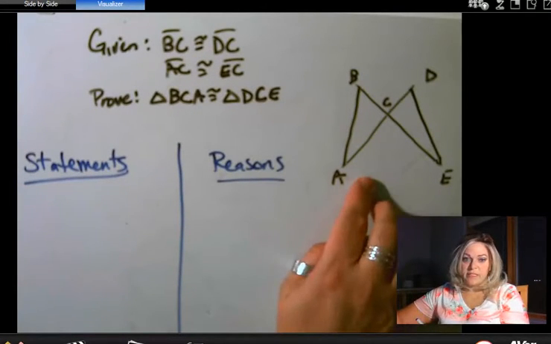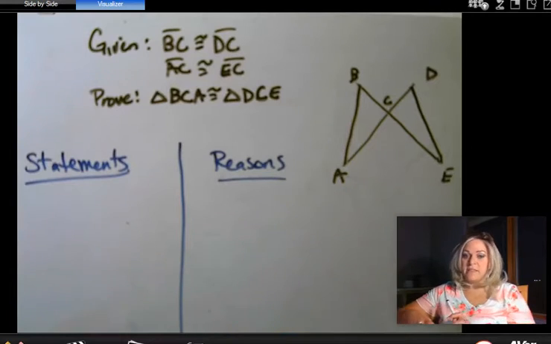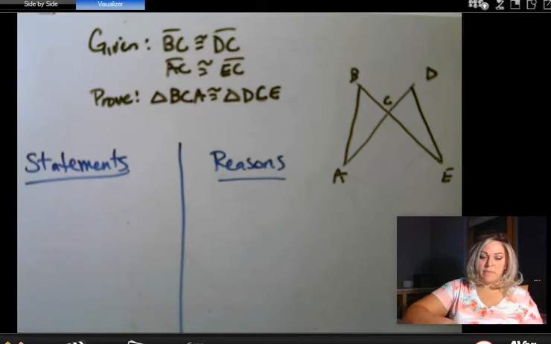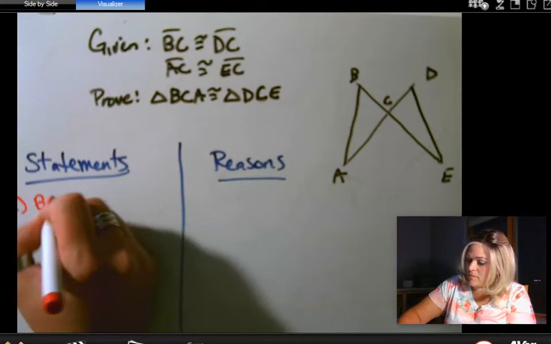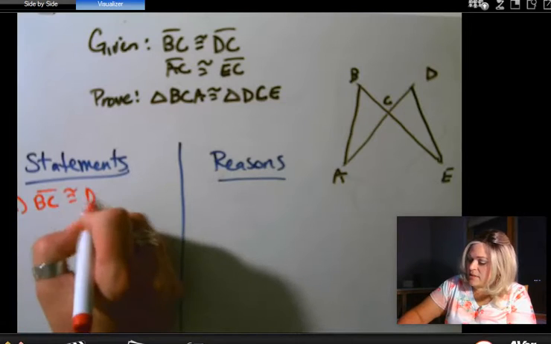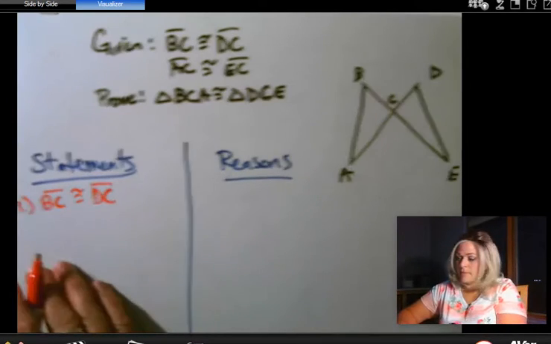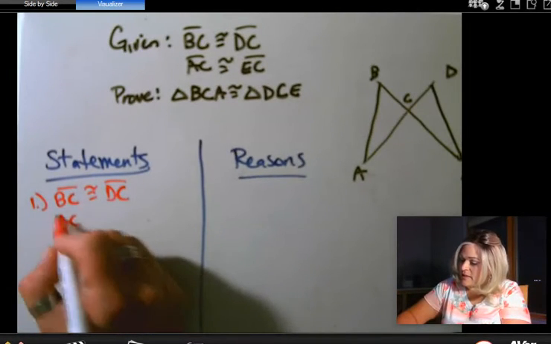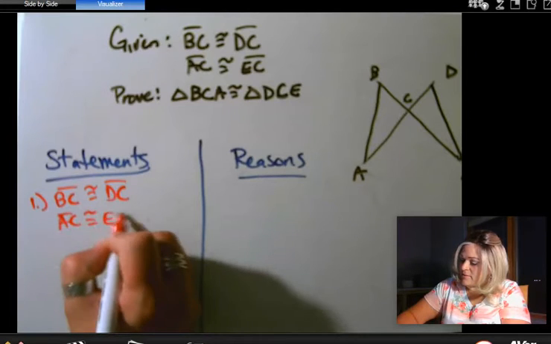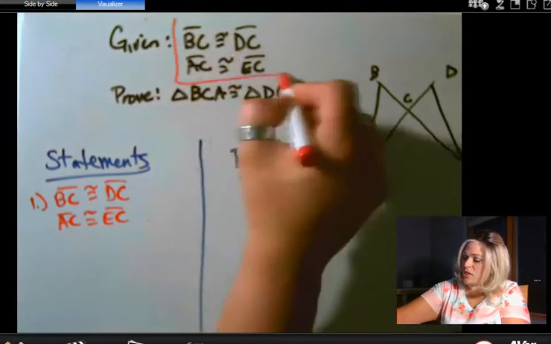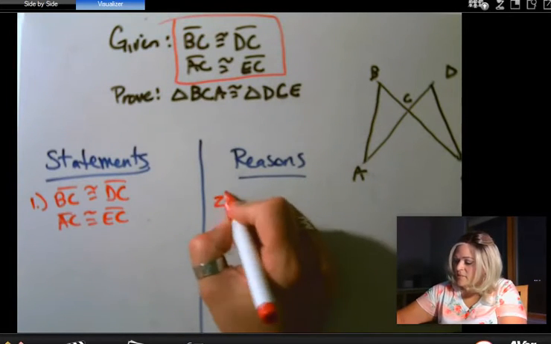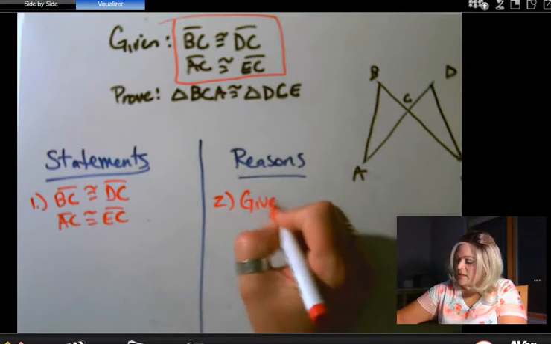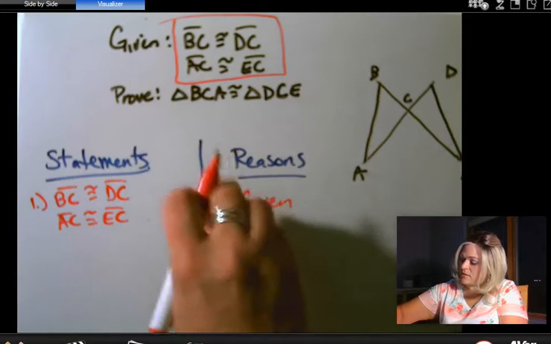All right, I'm going to do another proof. This proof is a little bit different than the last 2, but still the same concepts apply. So start with that given. I'm going to take my given and write it down. Step 1: BC is congruent to DC. That's given. And AC is congruent to EC. Remember, I'm copying this whole chunk of information exactly the way it's written, and I'm saying my first reason is given. Whoops, that should be a 1.